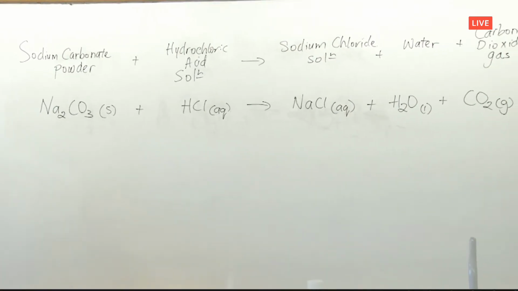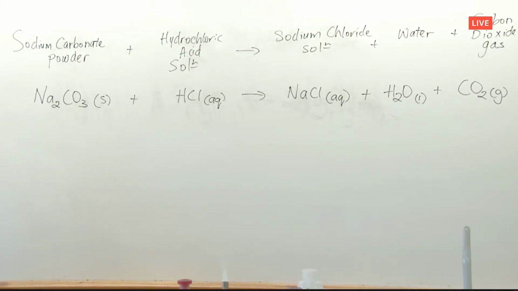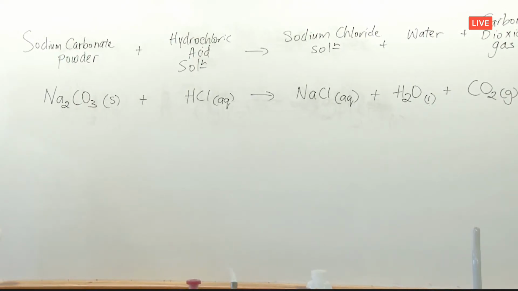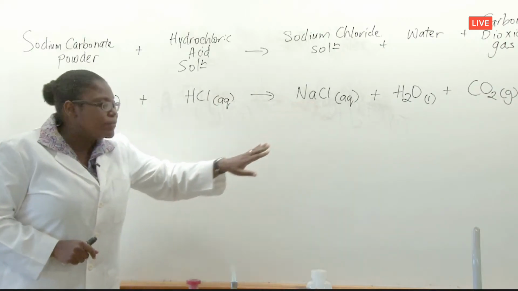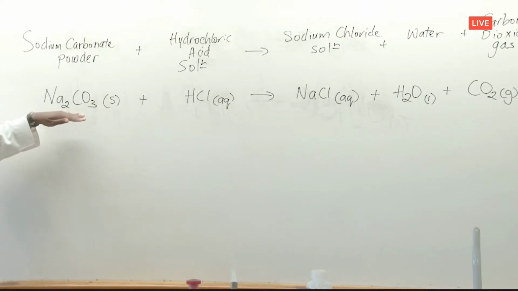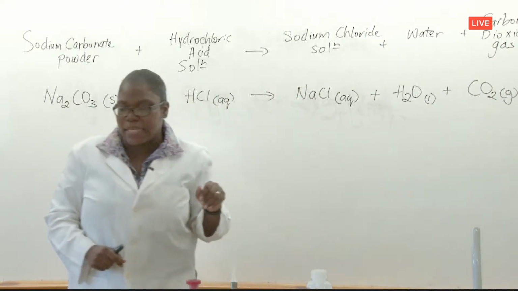What's not balanced? So we know it's not balanced. What is not balanced about this equation? Good, the sodium. The sodium is not balanced. We have 2 sodiums here, but we only have 1 sodium here. Okay? What about the carbon? Is the carbon balanced? We have 1 carbon here, 1 carbon, and over here we have 1 carbon. So the carbon is balanced.